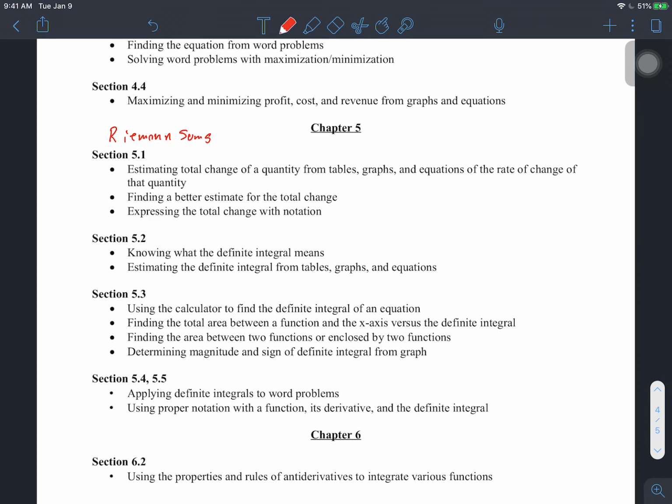We should know how to do Riemann sums based on a word problem that tells us how many rectangles to use. We should also know that delta x is equal to b minus a over n. And we should know that this represents the width of each rectangle. And we should know that n is the number of rectangles.